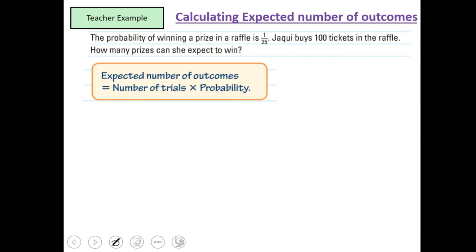Okay, expected number of outcomes equals the number of trials multiplied by the probability. So all you had to do was the probability of Jack winning a prize in a raffle multiplied by the number of trials he's taken, and the answer you get is 4 prizes.